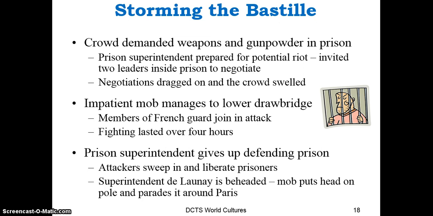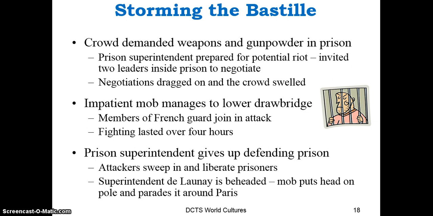An impatient mob manages to lower the drawbridge. Members of the French Guard join in the attack, and the fighting lasts over 4 hours. The prison superintendent literally just throws his hands up in the air and gives up. He realizes that he is not going to be able to win this battle and defend the Bastille. Attackers sweep in and liberate the prisoners. So everybody who was a prisoner on that day is now free, although there weren't that many of them, thankfully, that day. Superintendent de Launay is beheaded. The mob puts his head on a pole and parades it around Paris.